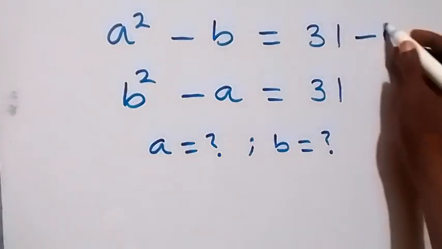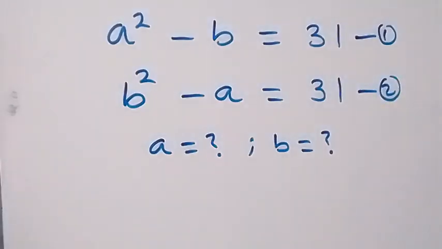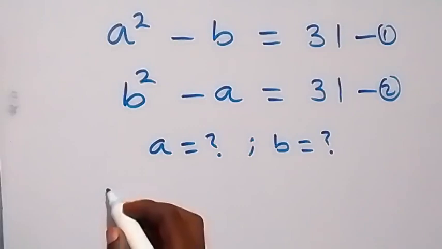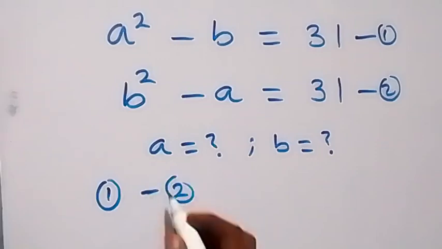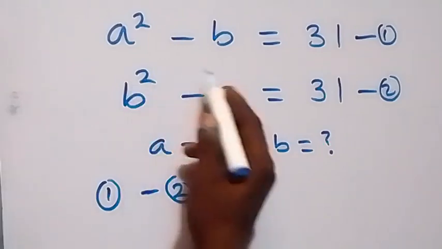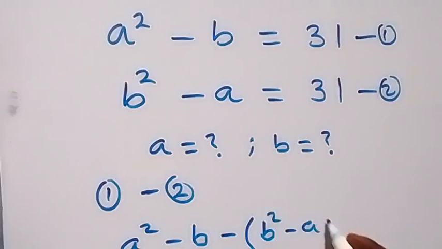Here, let's label this as equation 1 and here as equation 2. Then, from here, let's subtract equation 2 from equation 1. So, equation 1 minus equation 2. Then, what we have on the left hand side of equation 1 is A squared minus B, then minus that of equation 2, which is now in brackets B squared minus A, close bracket.